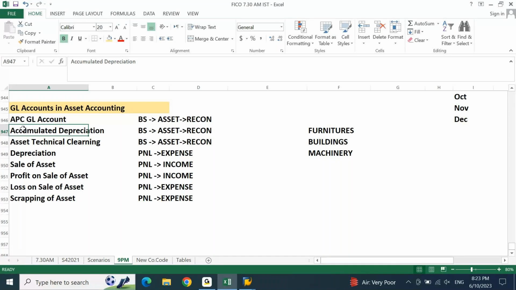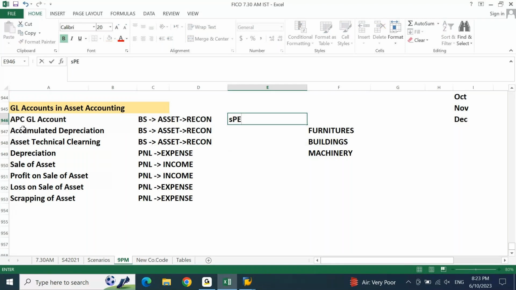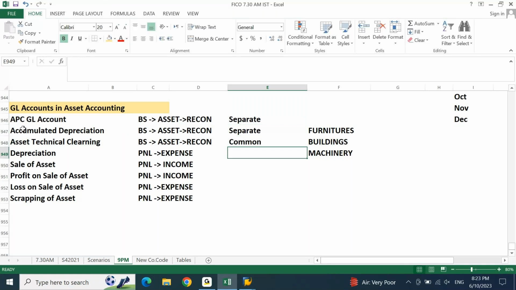Asset technical clearing account, is this common or separate? It may be common. This is common, right? So let me put here, this will be separate, this will be separate, this is your common GL account. What about depreciation? Separate. Depreciation also we need to create separate.